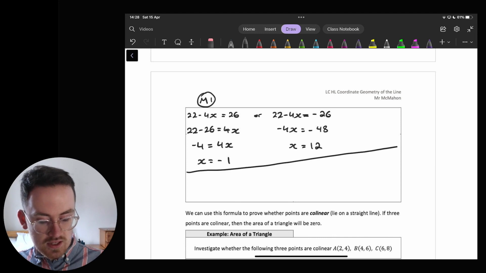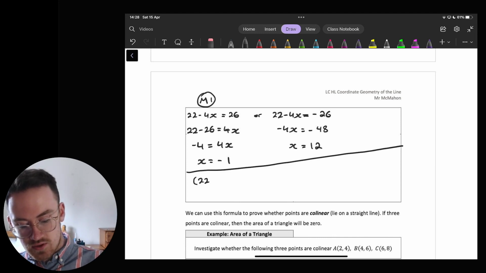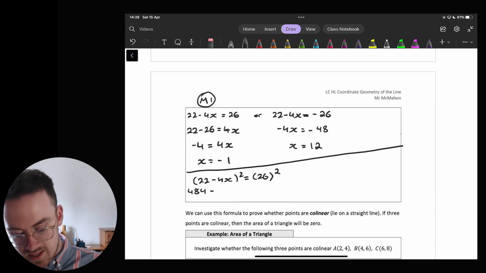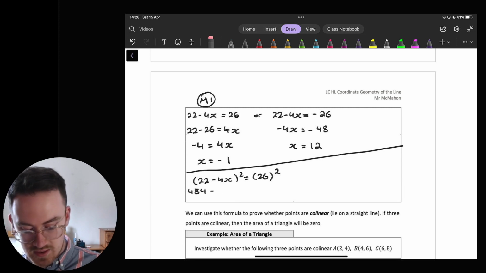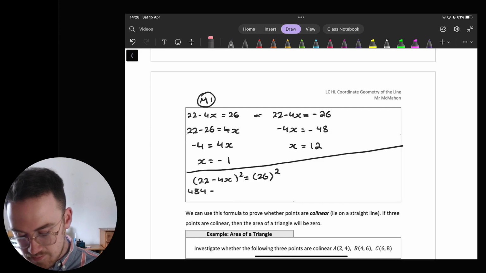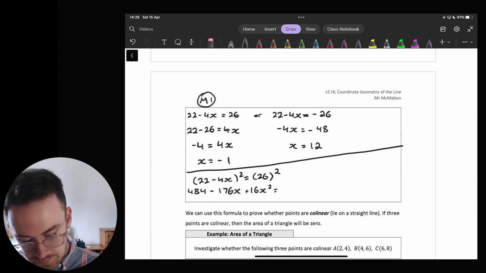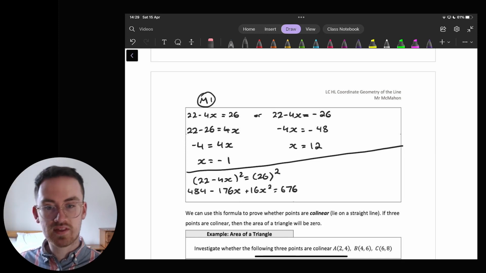Now the other way that we could take this question is to square both sides. So 22 minus 4x squared is equal to 26 squared. We end up with a quadratic that we have to work with. Sometimes people don't necessarily like working with quadratics. That can be the annoying part for some people, particularly with one like this where we're getting quite big numbers. We're just going to go with it and see what happens. We should be able to end up with the same answer.